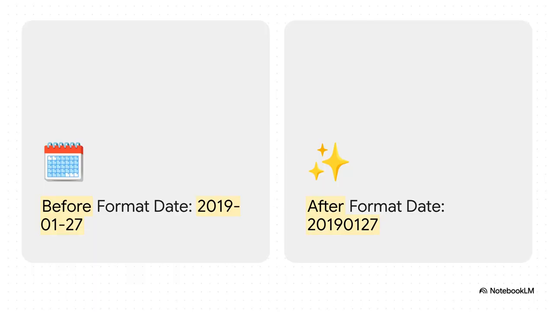And remember that date problem we talked about earlier? Well, here's the fix. A simple formatting rule can instantly switch the date to the exact format that the other system needs. No code, just a rule.